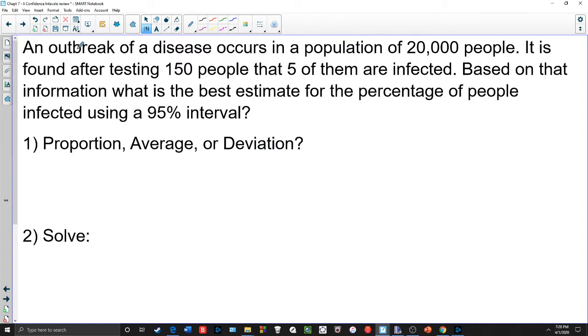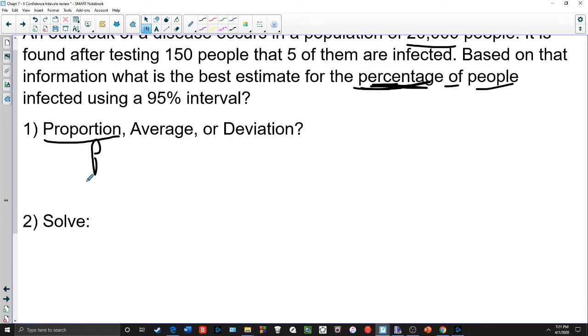So it says here that an outbreak occurs of 20,000 people. It's found that after testing 150 of them, 5 are infected. Based on the information, what's the best estimate for the percent of people? So percent means proportion. So we're going to be testing p, which is a z-score test. And remember, the point estimator for a proportion is simply our sample average.